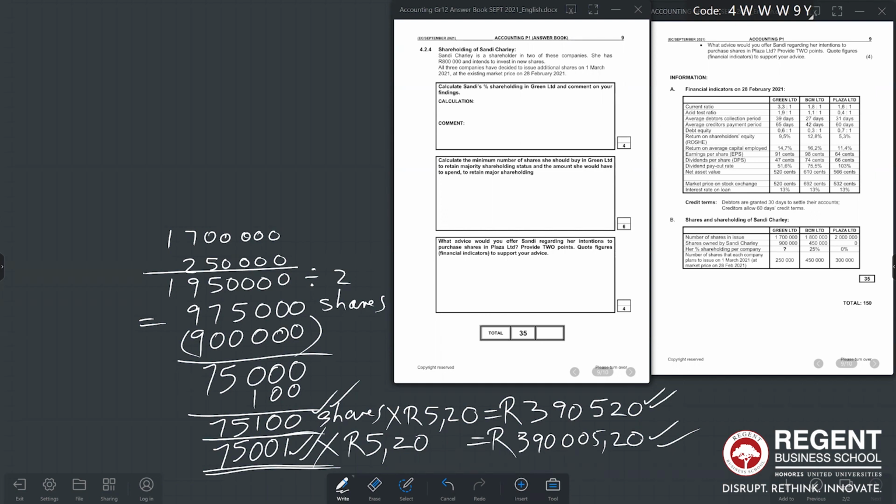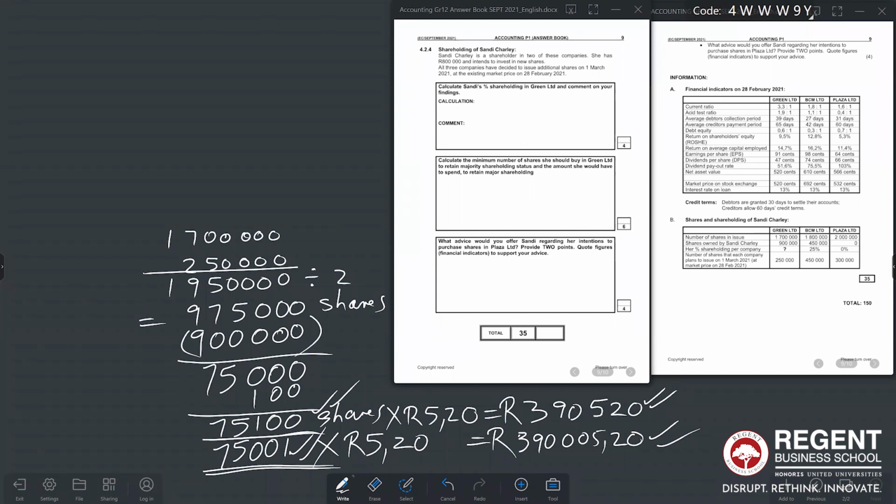Okay, that takes care of the calculation. Now, what advice would you offer Sandy regarding her intention to purchase shares in Plaza Limited? Provide 2 points, quote figures. Now, what advice would you give her?